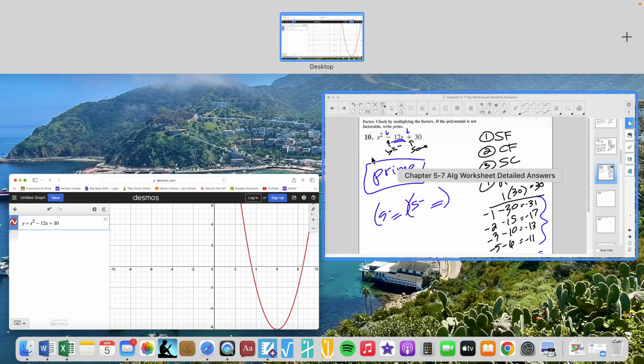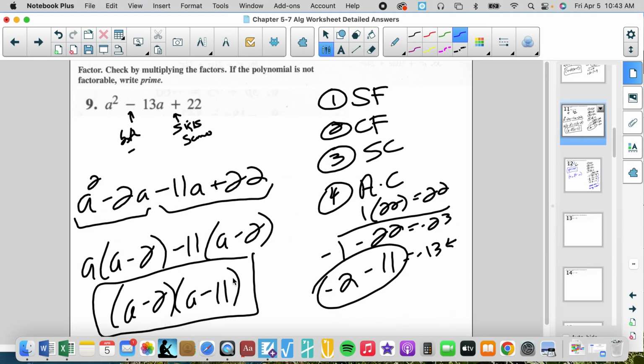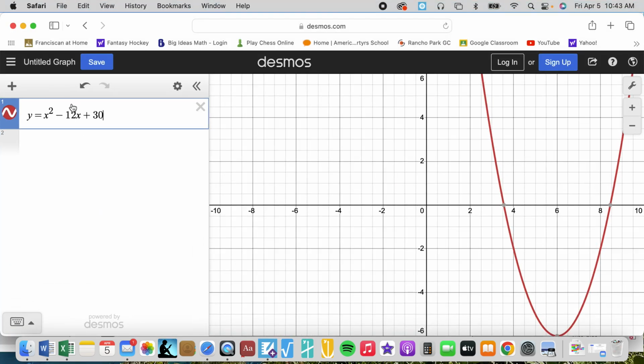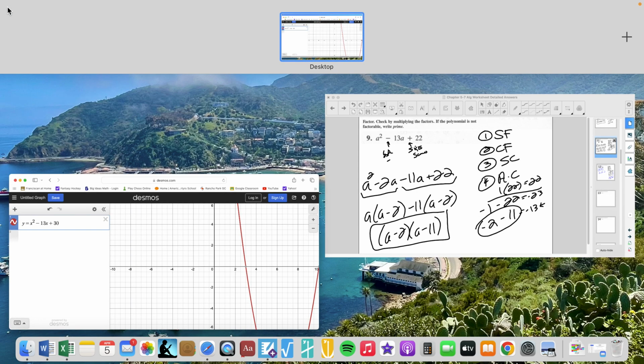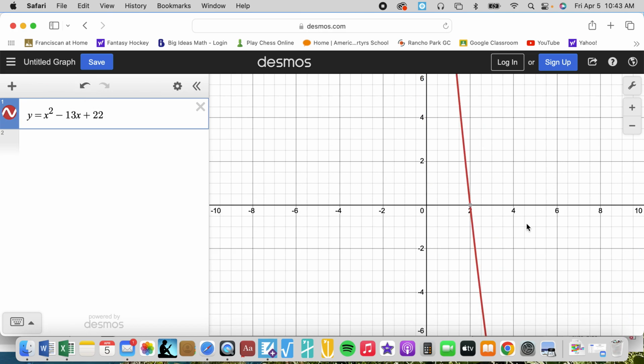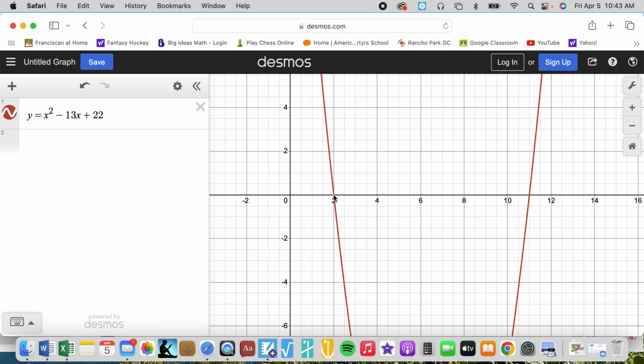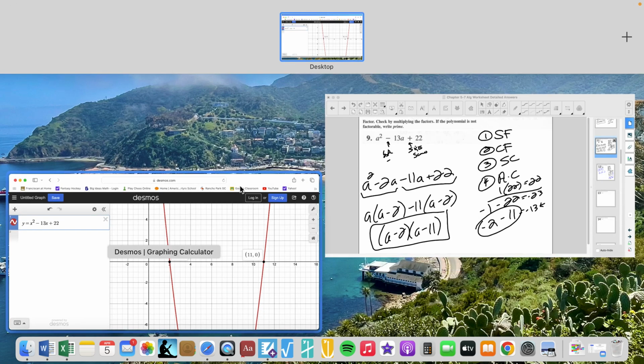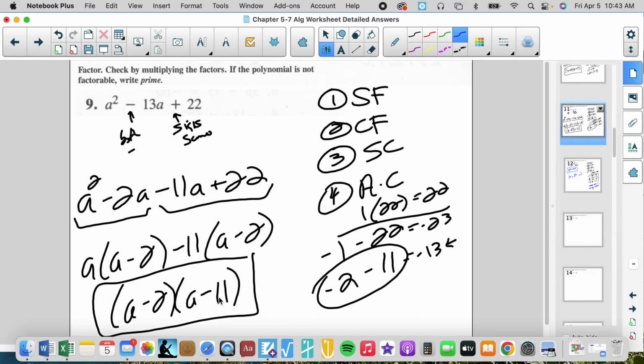If we did the other one, let's do one that has a whole number. So if we do negative 13 and 22, notice that those are whole numbers where they cross the x-axis, 2 and 11, and negative 2 and negative 11, because we would solve what value for x makes this 0. We talked about that in a section a little bit later, but that's what's going on.